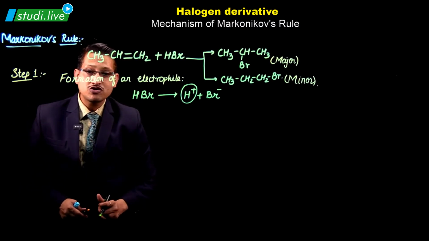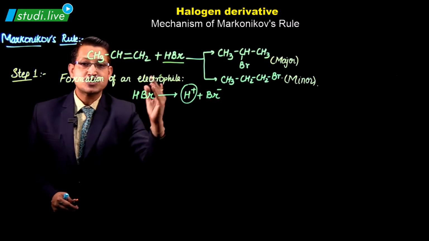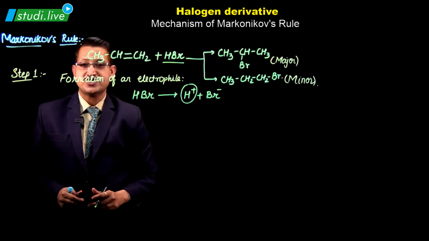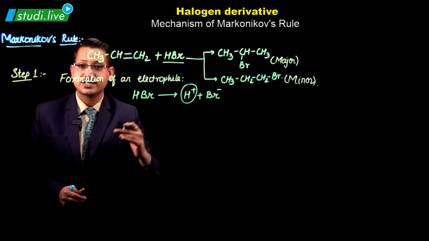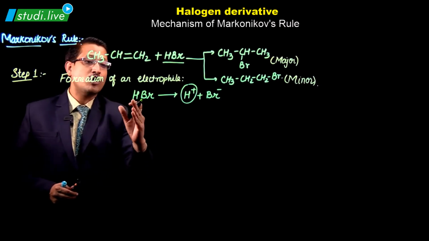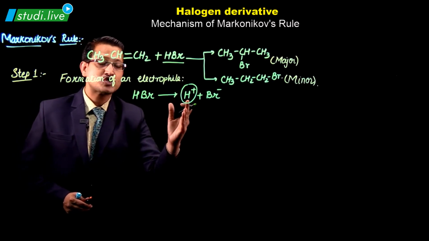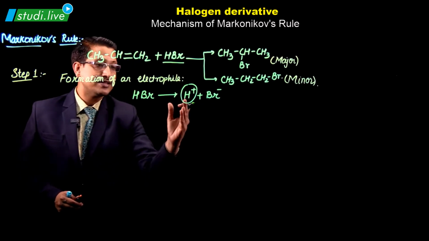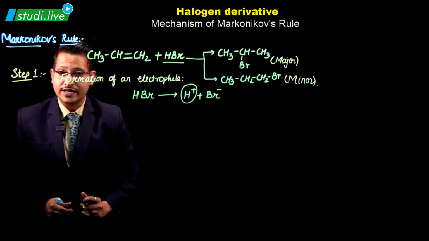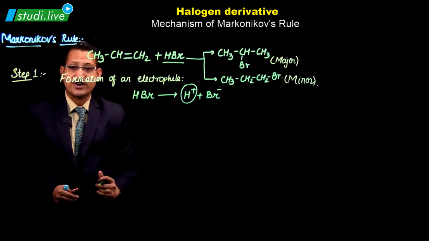In the formation of the electrophile, this HBr undergoes dissociation, a heterolytic bond fission. In that heterolytic bond fission, because of the unequal distribution of electrons, it gives H+ and Br-. The formation of H+ is what is called an electrophile. So this is the first step, the formation of an electrophile, and this is how the electrophile forms.